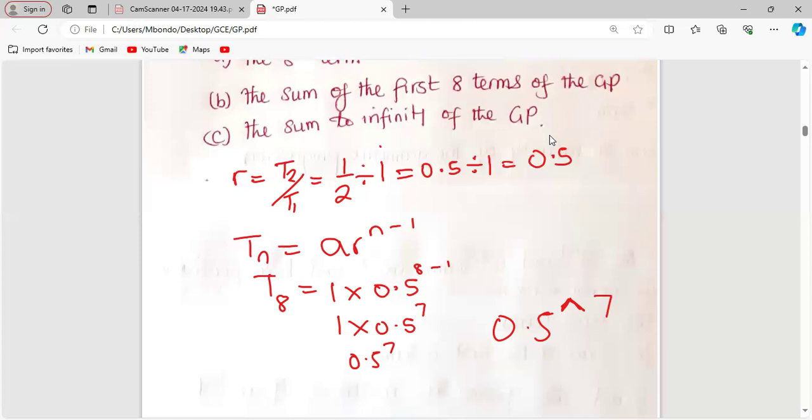What calculator are you using? Sharp EL531, whatever. Anyway, you send me a picture later because the functions are different. Those of us that have managed to get it, what is it?